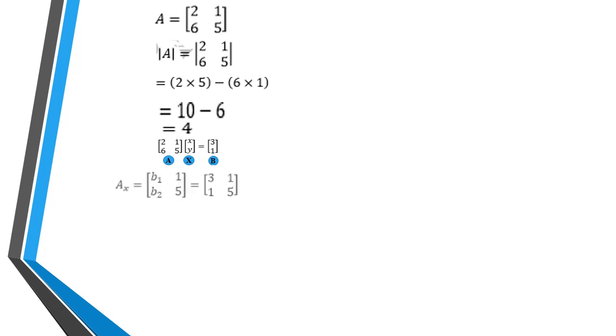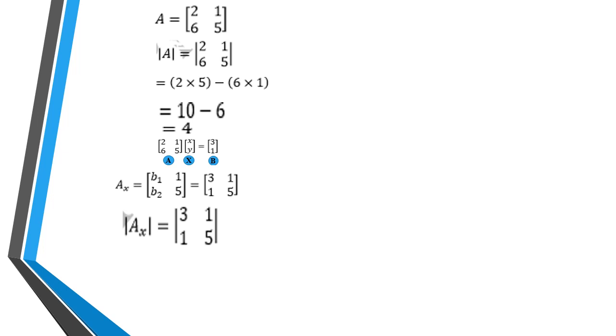Now you can find Ax. For writing Ax, the first column should be B1 and B2. It means this one is the column of B, and for the second column of matrix Ax we have to write the second column of matrix A over here, 1 and 5. The matrix should be 3, 1, 1 and 5. As I marked over here, matrix B is 3 and 1. You can write 3 and 1 in the first column and 1 and 5 in the second column of Ax.